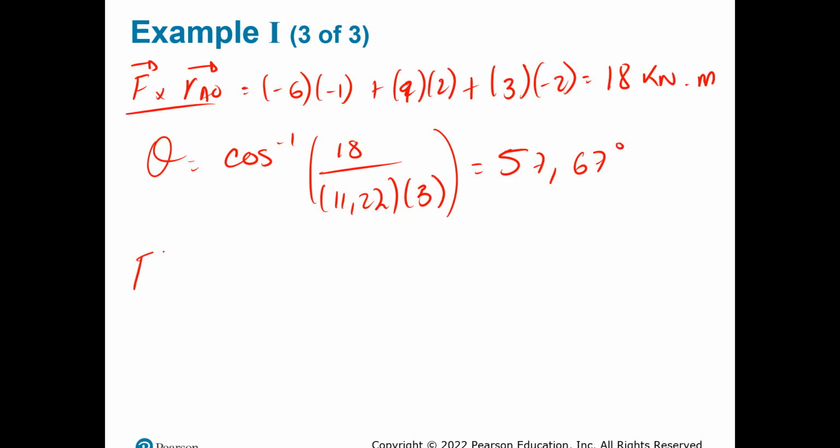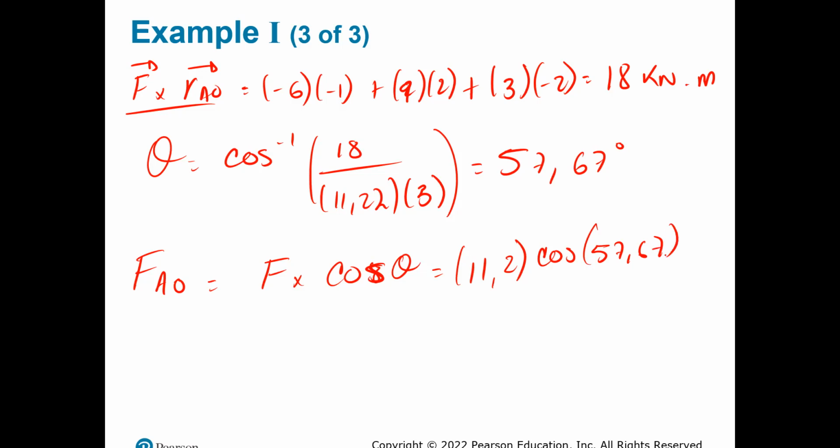And now that I have my theta, I can get the projection of the force along AO. It's very simple. The projection of that force along AO will be equal, by using trigonometry, to the force times the cosine of the angle between them. I already have 57.7, so I will just perform the multiplication. That's 11.2 times cosine of 57.67, and I will get a total value of 6 kilonewtons. And that's all. With that, you basically use the dot product in order to get that value.